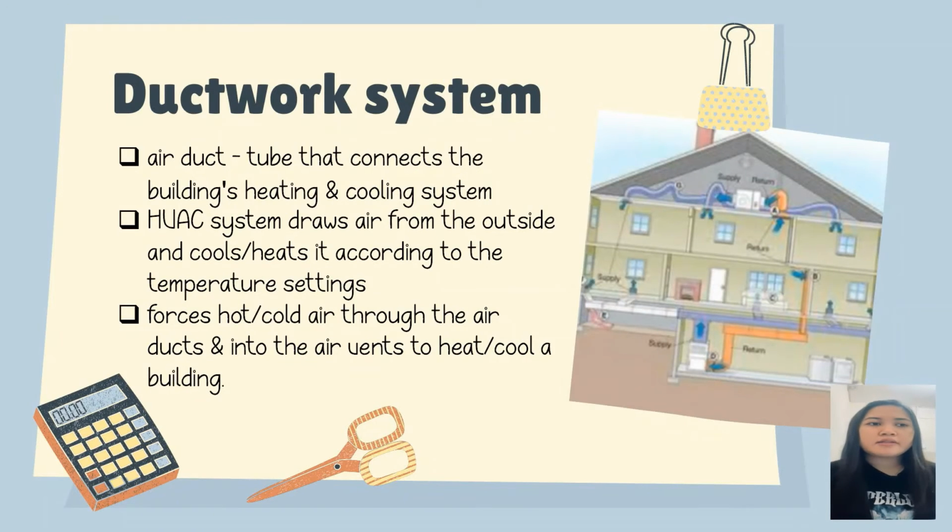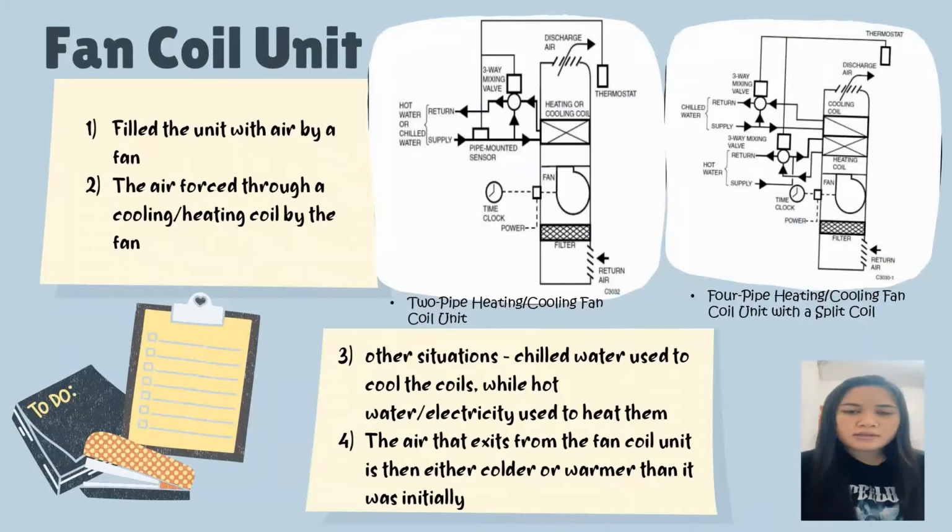An air duct is a tube that connects the building's heating and cooling system to numerous air vents. The HVAC system draws air from the outside and cools or heats it according to the temperature setting. The system forces hot or cold air through the air duct and into the air vent to heat or cool a building. The unit is first filled with air by a fan.